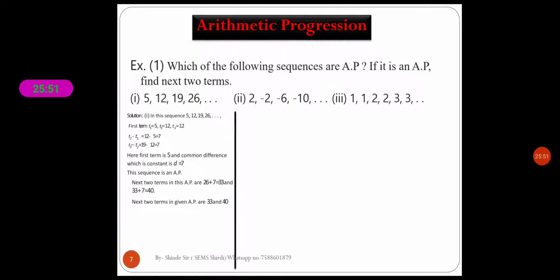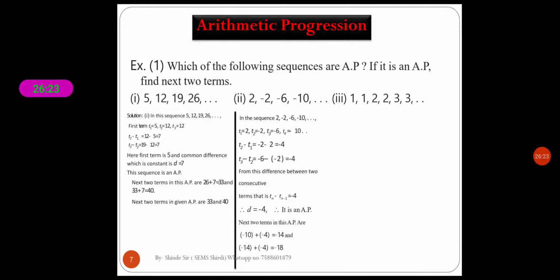Now we see the next example. The example is 2, minus 2, minus 6, minus 10. Is it an AP or not? We check by first finding the difference between two consecutive terms. If the difference is constant, then the given sequence is an AP. We see the solution directly. In the sequence 2, minus 2, minus 6, minus 10, here t1 is equal to 2, t2 is equal to minus 2, t3 is equal to minus 6, t4 is equal to minus 10.